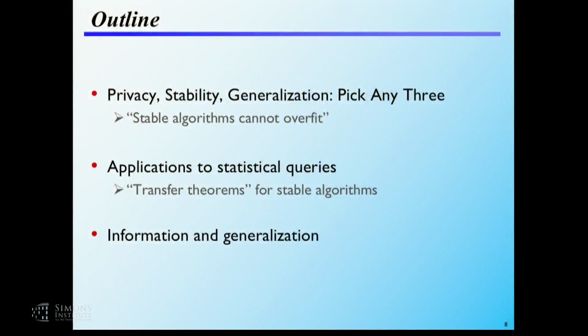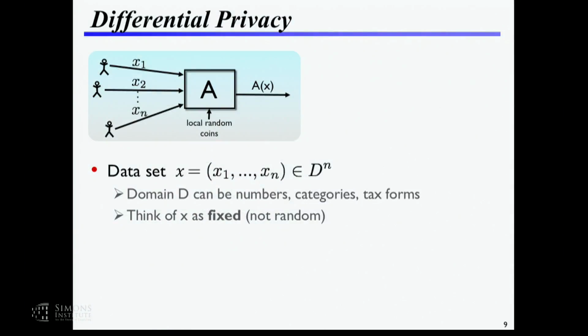Okay, so the first part of the talk, the real part of the talk, will be called privacy, stability, and generalization. Pick any three, and I will explain what I mean by that. But roughly speaking, what we'll see is that, as Aaron mentioned towards the end of his part of the tutorial, stable algorithms don't overfit. And we'll think about how to use that idea.